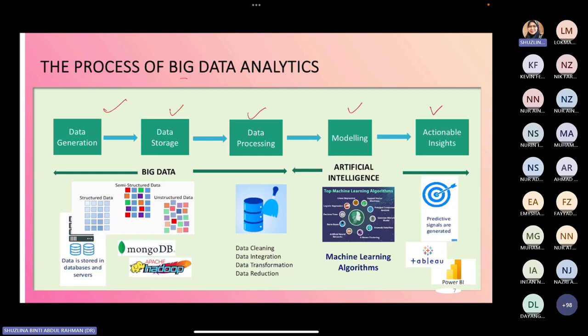So just now we talked about big data, right? The big data can come in many forms. It can come in the form of structured, semi-structured, or unstructured. Or it can come in the form of real-time or offline. So the classic way is where we will store this kind of data in databases, in servers. But the more dynamic data that is high in velocity and volume would require advanced data storage technology like MongoDB or Apache Hadoop. So these are some of the technologies that are being used currently.